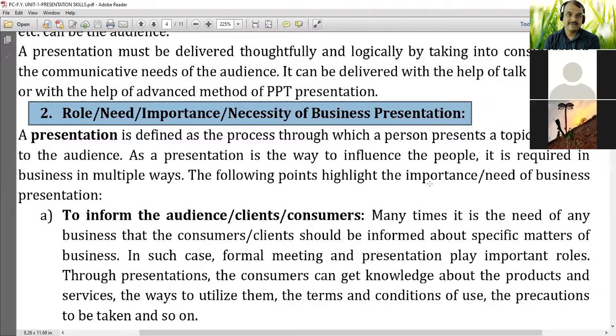Words make things happen, or words destroy things. Do you agree with me?